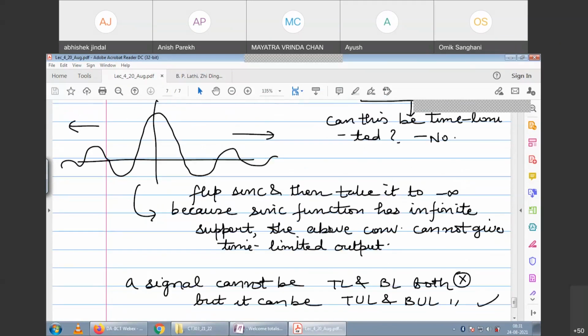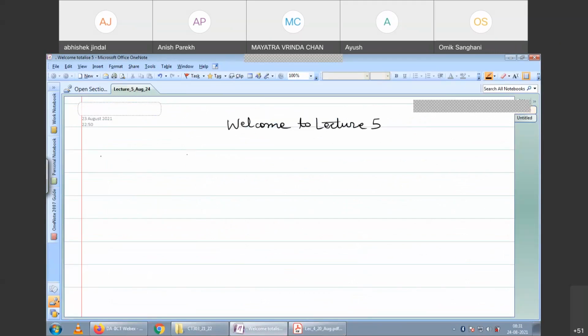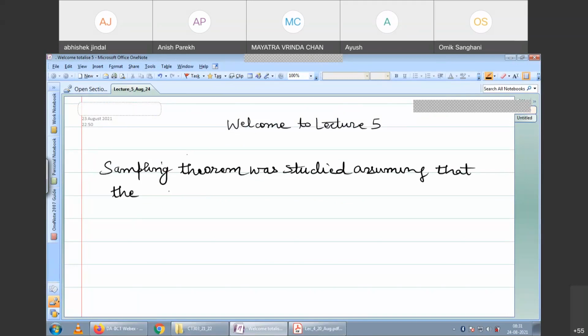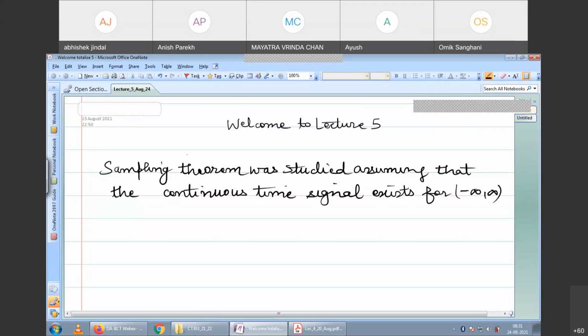Why we were studying this was that we studied the sampling theorem in an idealized setting. The sampling theorem was studied assuming that the continuous time signal exists from minus infinity to infinity. Hence, assuming that its spectrum is baseband or a low pass signal is a valid assumption. It means that this case can arise.